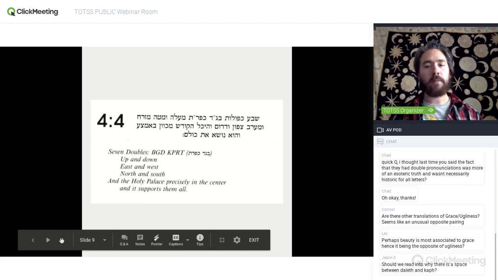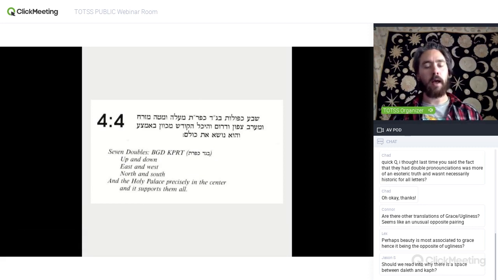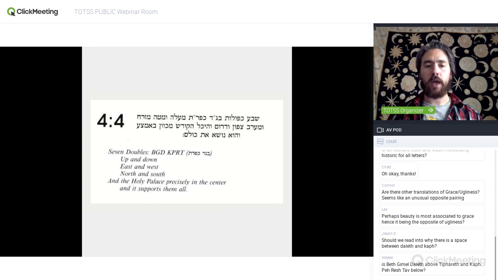Okay, and so I think I mentioned a little bit last week about the cube of space. And we talked about how Aleph, Mem, and Shin are attributed to the 3 axes, where Aleph is the vertical axis, Mem runs from east to west, and Shin runs from north to south. So we can now add on these 6 directions of up, down, east, west, north, south, and center, and their attributions to the double letters.